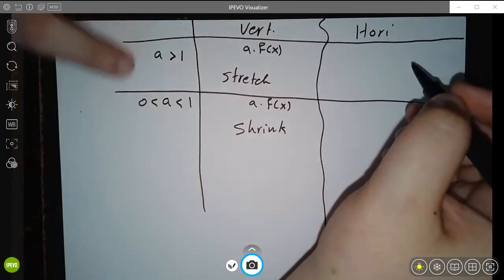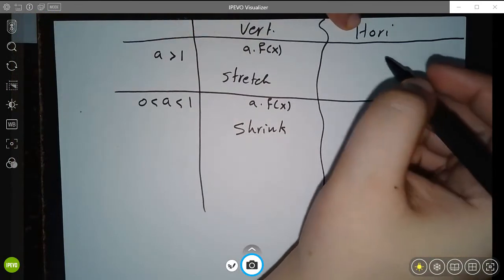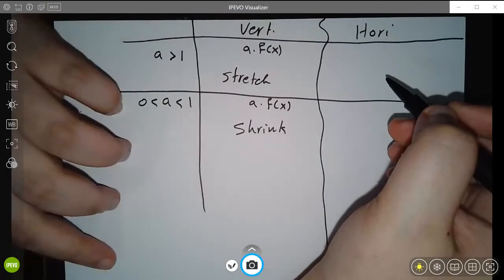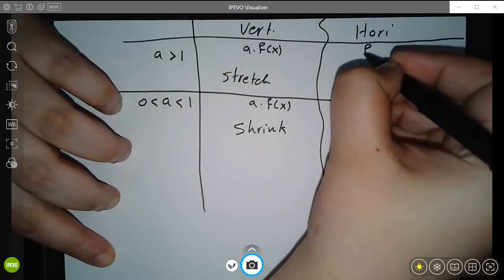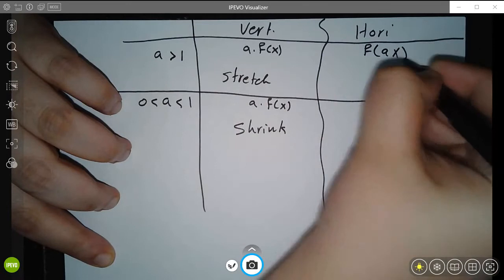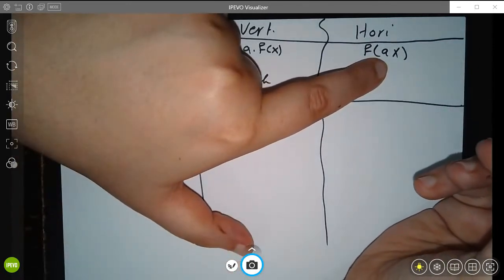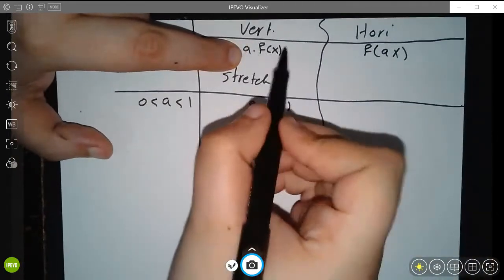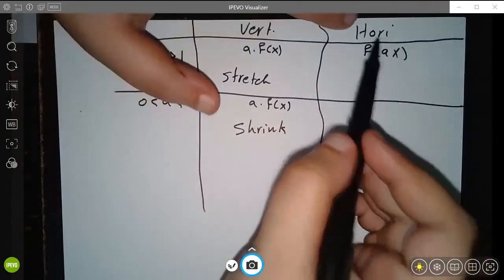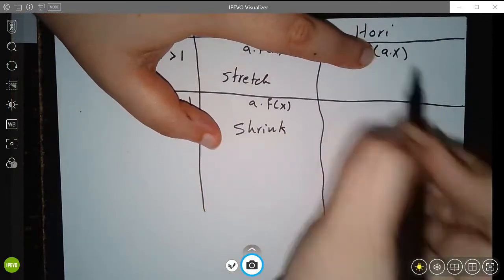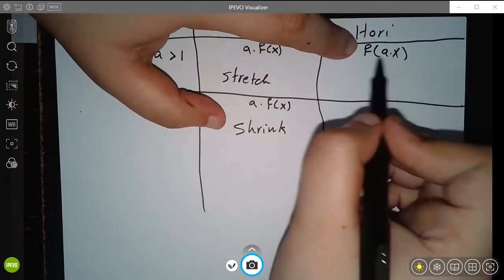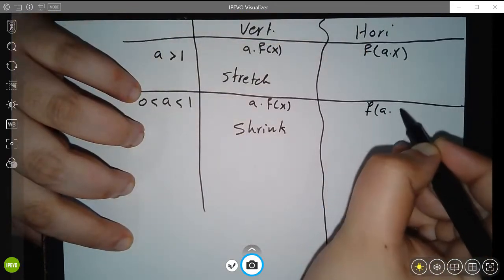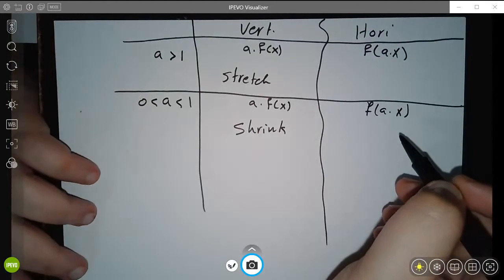So over here, if I'm multiplying horizontally, that means what? I need it to be inside the function. So what does a multiplication inside the function look like? Looks like this. F of ax. Because we're multiplying the x value, not the y value now. So, because again, remember, the result of the function is always your y value. So vertically, you're multiplying the y value. Horizontally, we're multiplying the x value. See that? So it's going to be f of ax for both. Whether the number is big or small, that's where it goes.